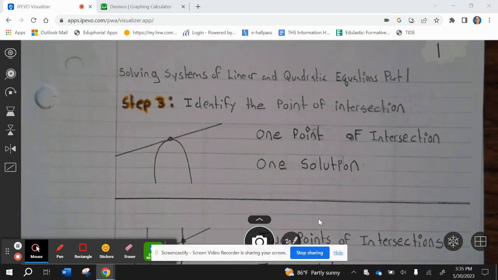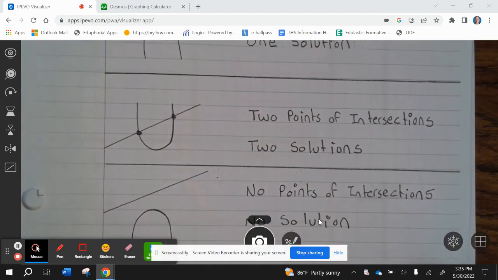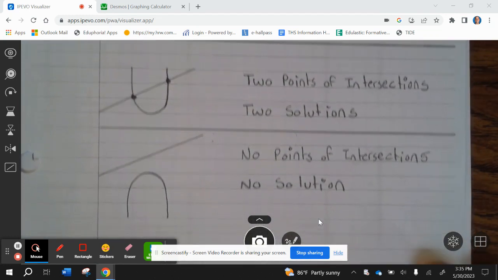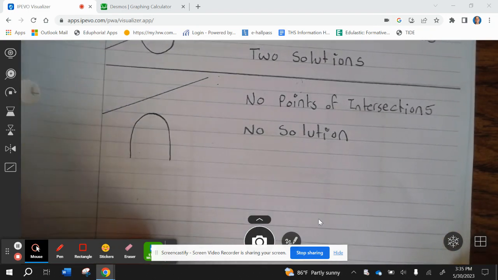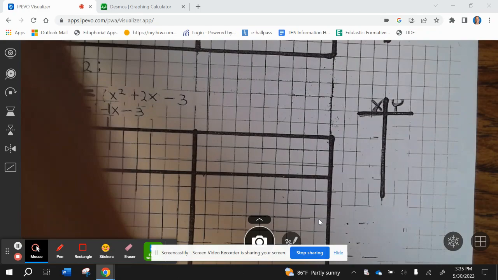Okay, solving systems of linear and quadratic equations, part 1. Step 3. Identify the points of intersection. One point of intersection is one solution. Two points of intersection is two solutions. And no points of intersection is no solution. Let's take a look at example number 1.